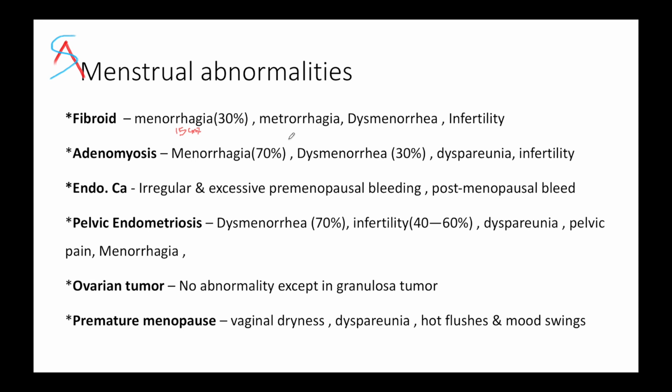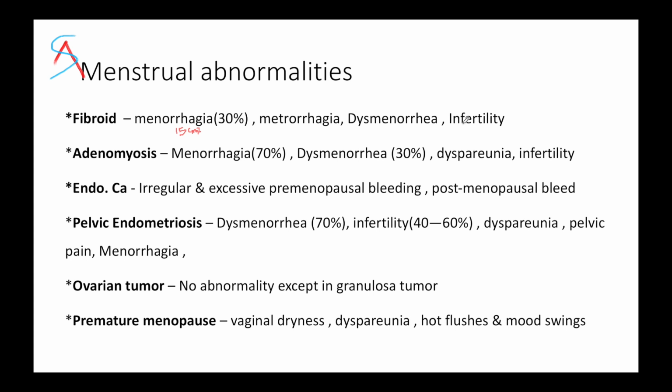Metrorrhagia could be there because of submucous fibroid or some polyp. There could be tearing of vessels, or it could be associated with endometrial carcinoma also. Dysmenorrhea would be there because of some pelvic congestion or endometriosis. Fibroid may cause infertility because of occlusion of fallopian tube, decreased motility and function of fallopian tube, and also fibroid will interfere with the implantation. It will cause thinning of endometrium and atrophy and ulceration of the mucosa.